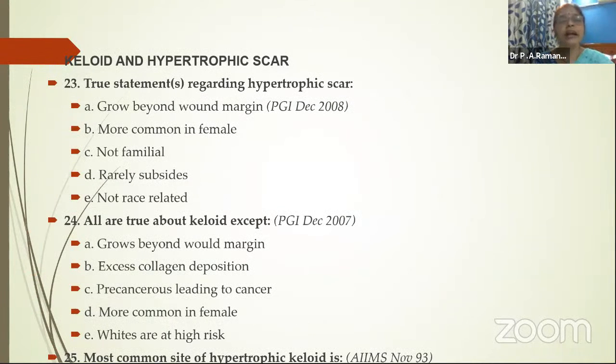Now bits on keloid and hypertrophied scars. True statements regarding hypertrophied scar. This is the PGI bit. It is given as statements, so one or more answers. Grows beyond wound margin. Will a hypertrophic scar grow beyond the margin?